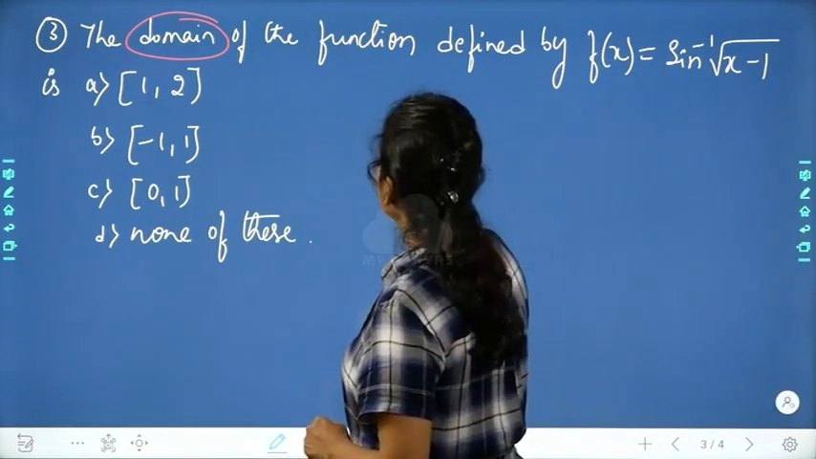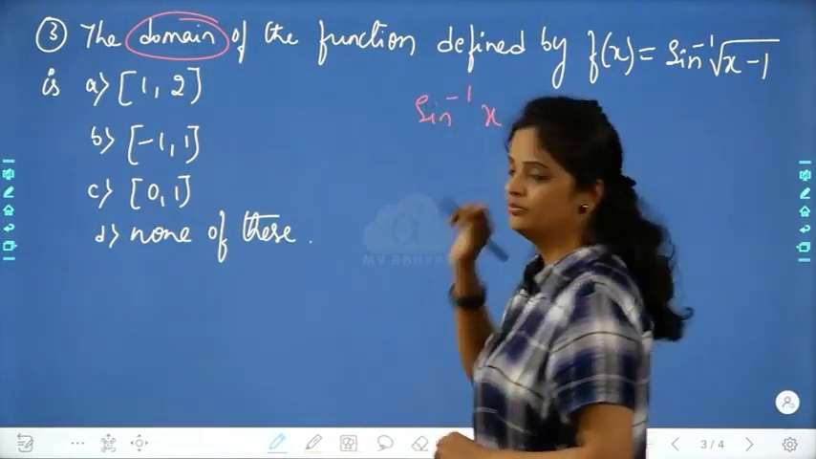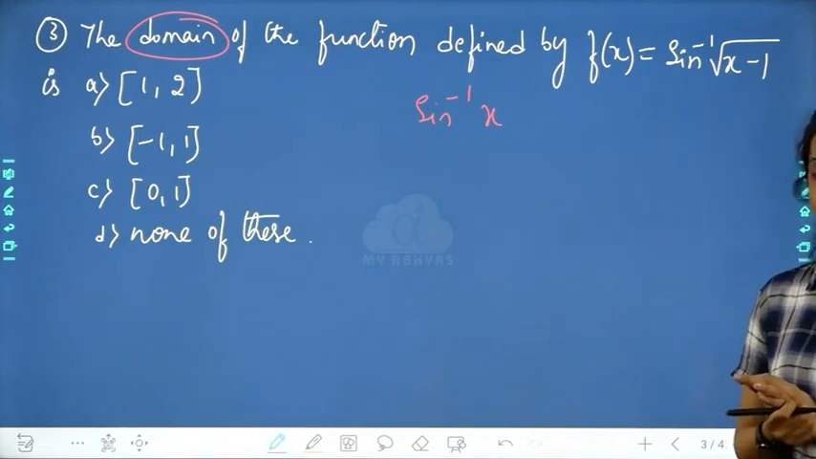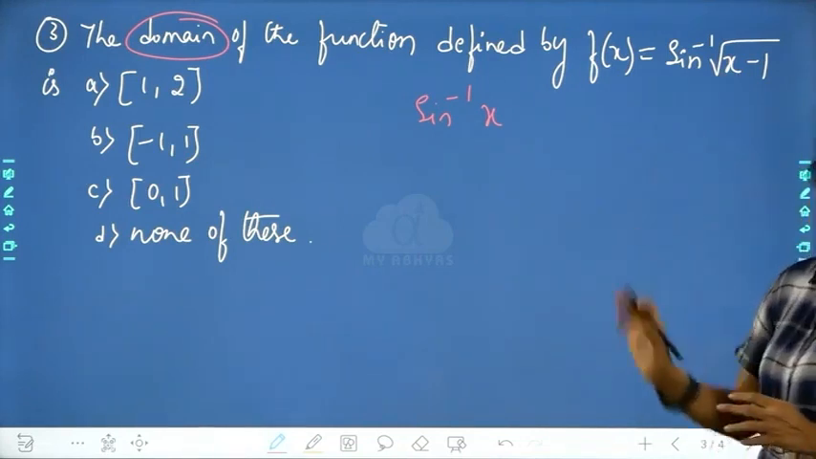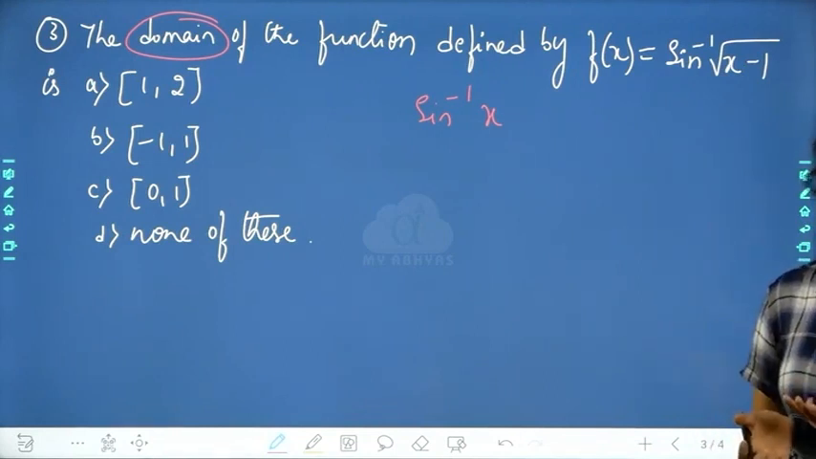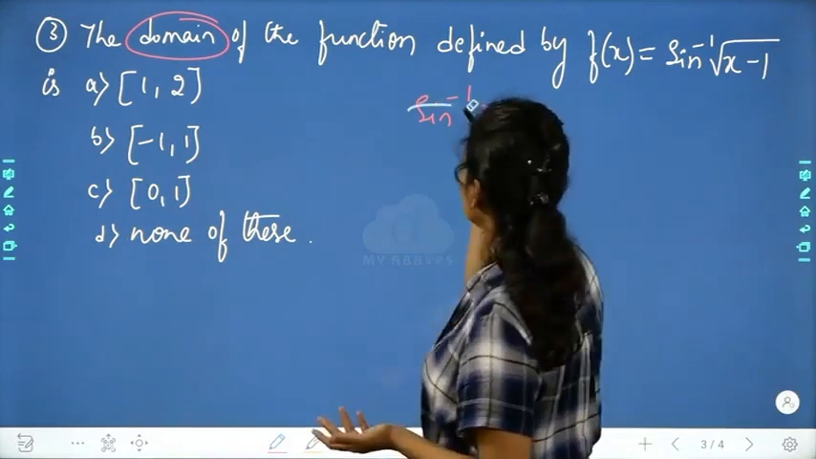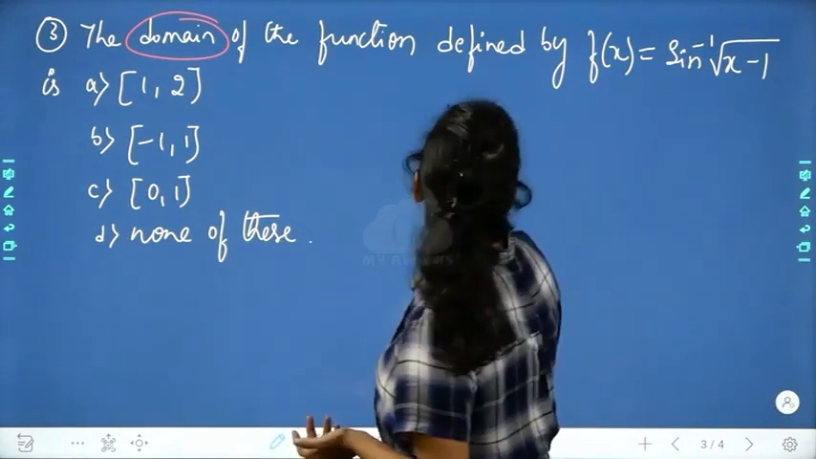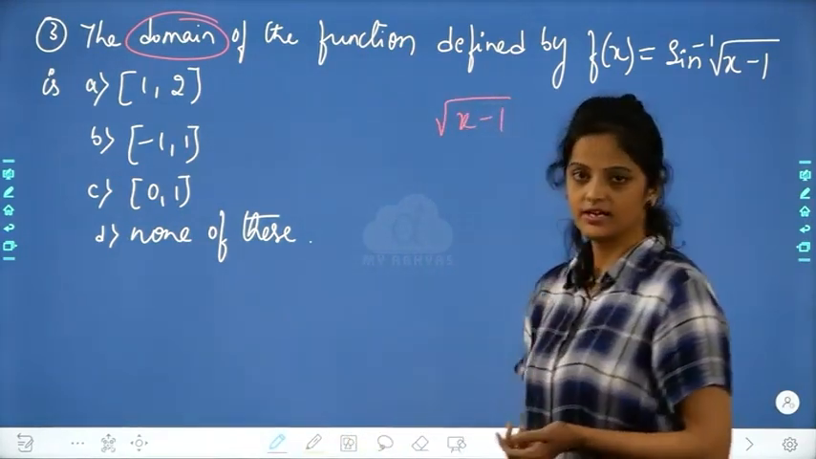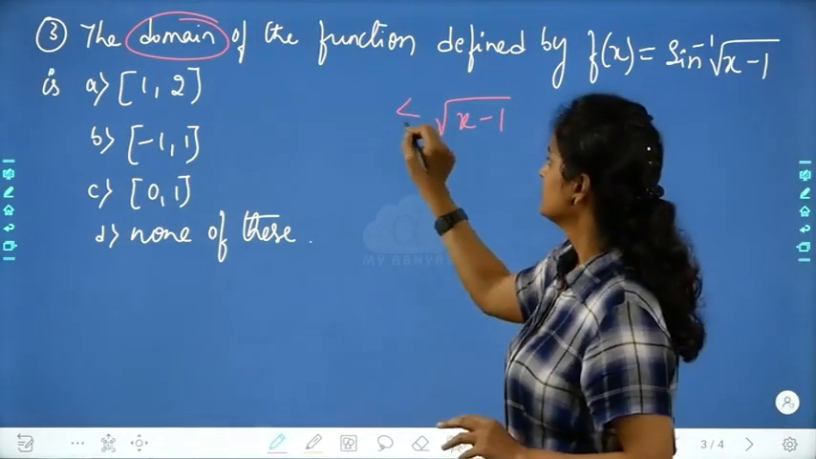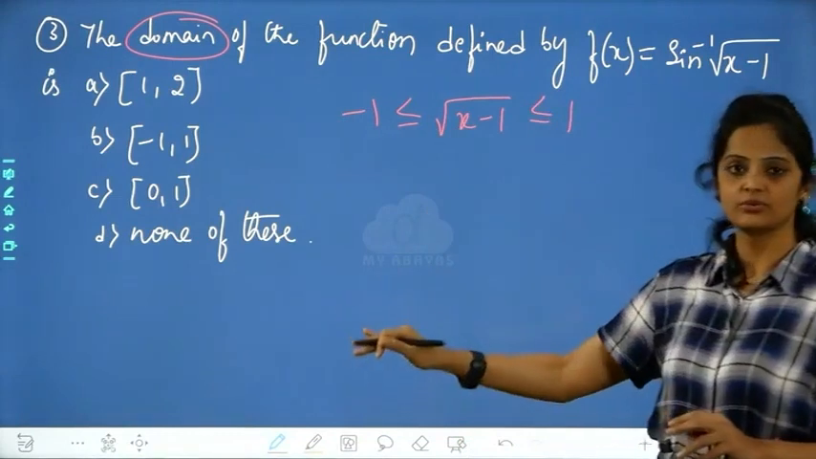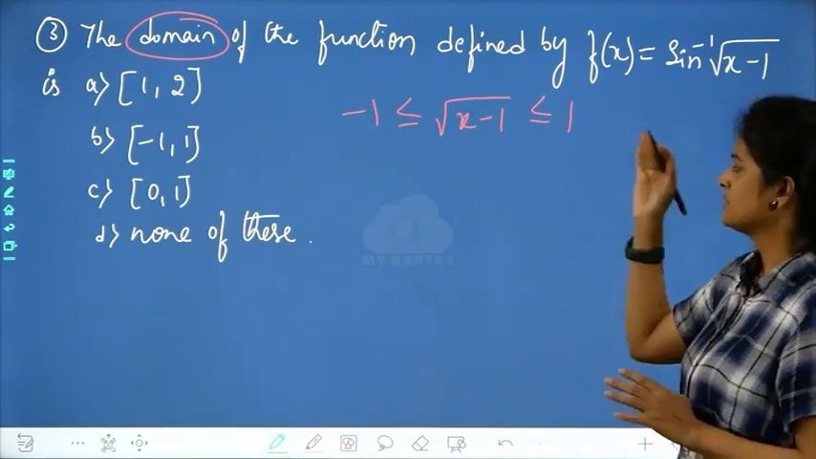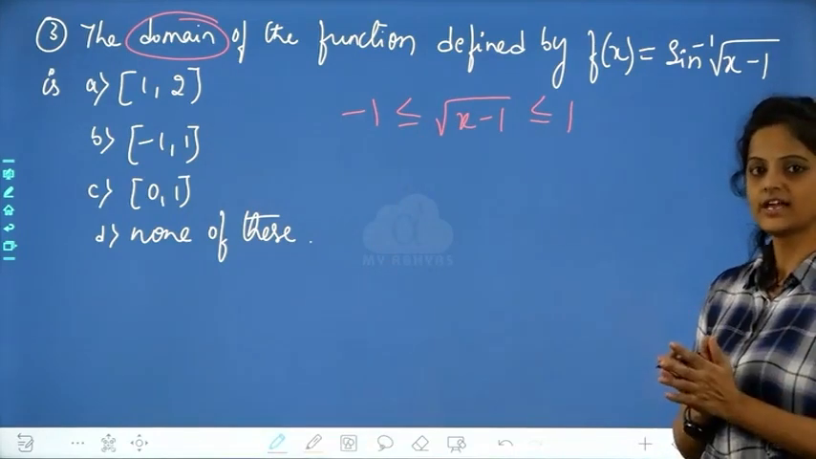When you have sine inverse of any value, where does that lie? What is the range of that? Whenever you have sine inverse of any value, that lies between minus 1 to 1. That means this value, root of x minus 1, should belong to that range. Minimum it can reach minus 1, maximum it can go only up to 1. That is for sine inverse, right?